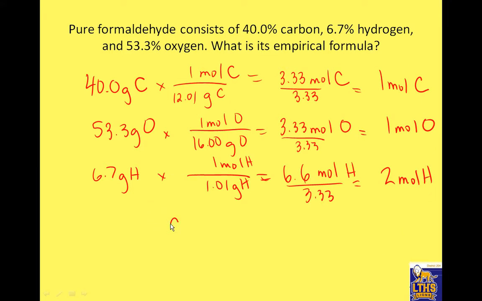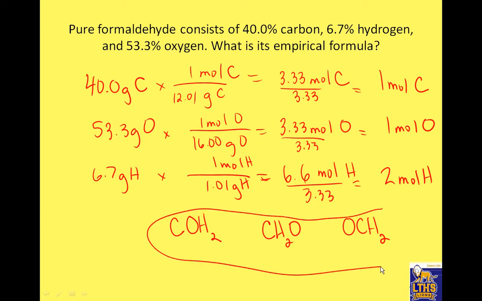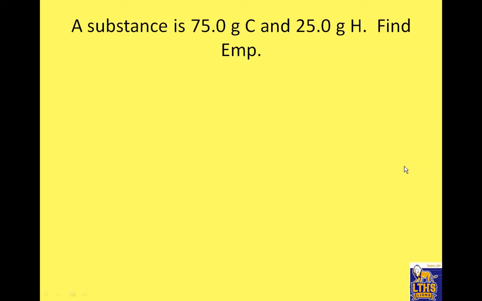So how would we write this? Well, we have a C, we have an O, and we have 2 H's. You can write it as CH2O. You can write it as OCH2. You can write it in any order. So you could do that. All of these 3 would represent empirical formulas because it's the lowest ratio of moles in that compound.